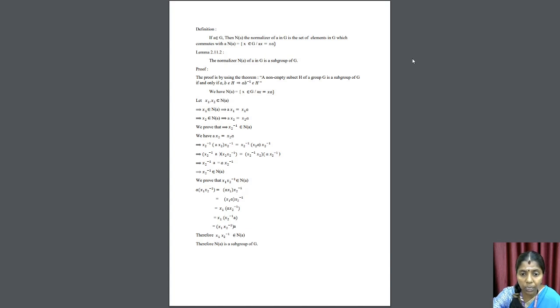Therefore, N of A is a subgroup of G by using the theorem. Okay, thank you.